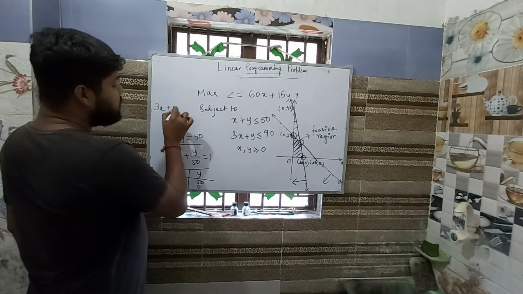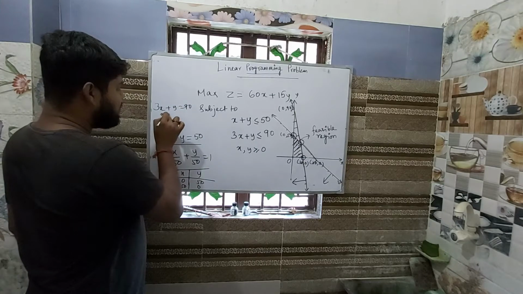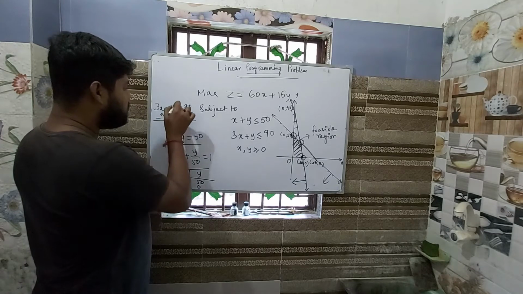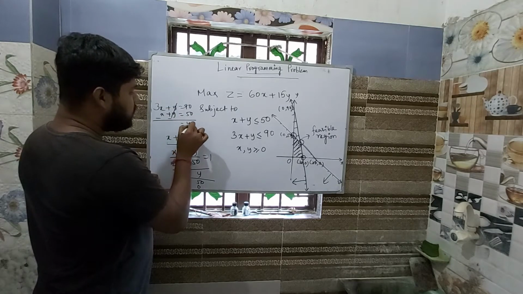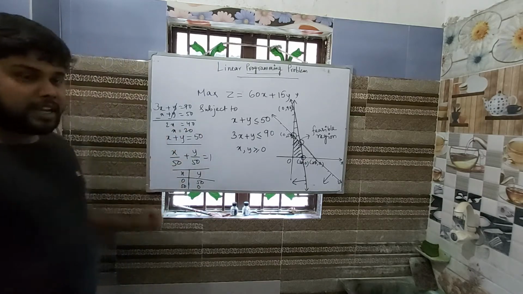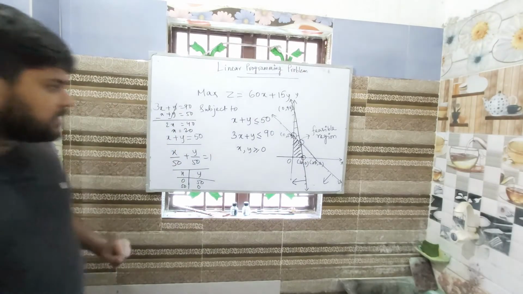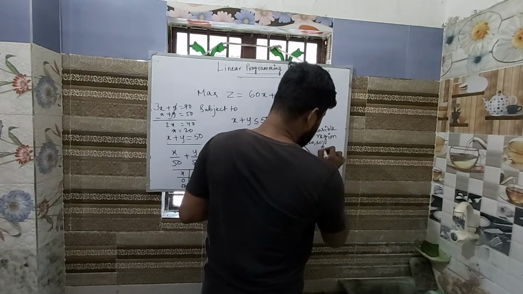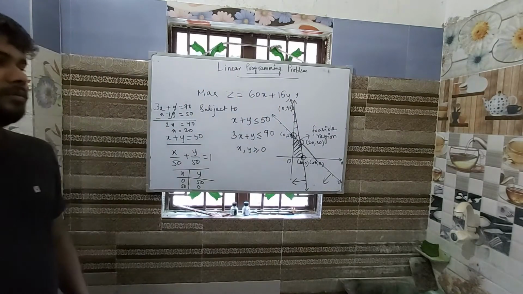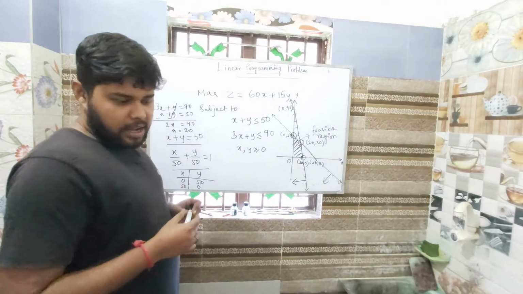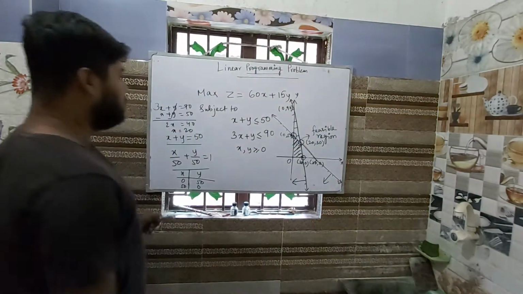So 3x plus y is equals to 90, x plus y is equals to 50, cancel, cancel, this is 40, this is 2x, x is 20, right? So if x is 20, y is 30. So therefore, this point is 20, 30, right? Now comes the main part.